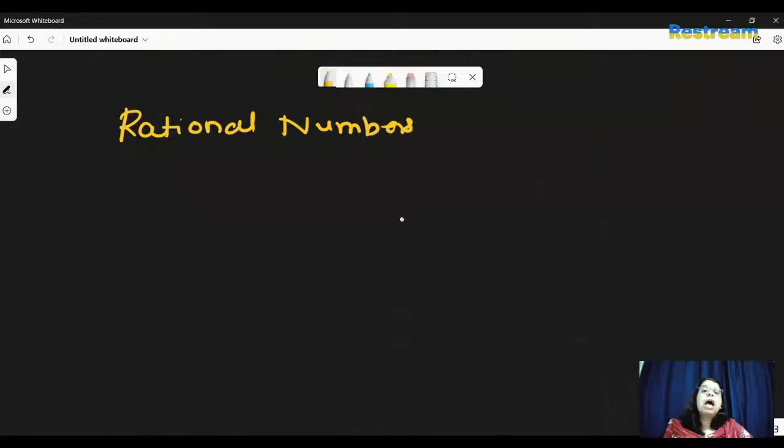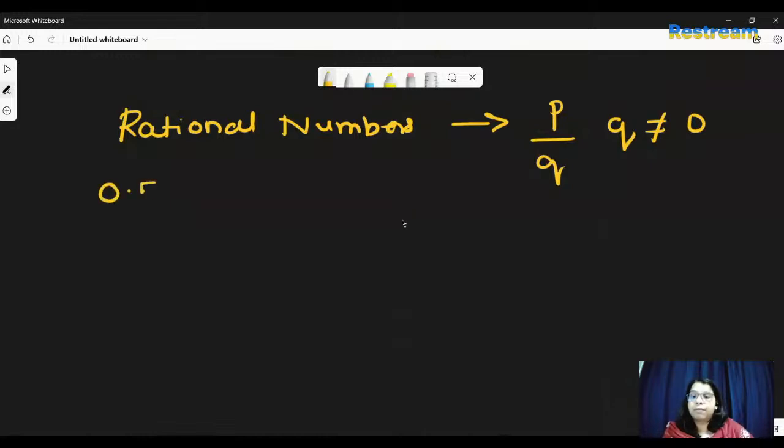Rational numbers are any numbers that can be represented in the form P over Q, where Q is never equal to 0. What this means is that you should always be able to represent a number as P over Q. Let's say I have 0.5. 0.5 can be written as 5 over 10, which is equal to 1 by 2. So I can still write it in the form P over Q, where Q is not equal to 0.